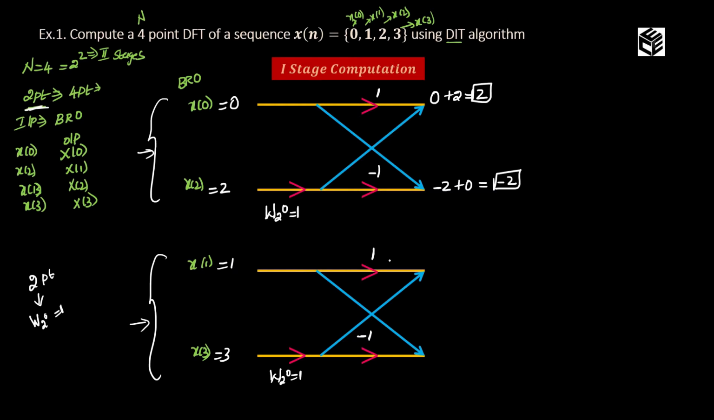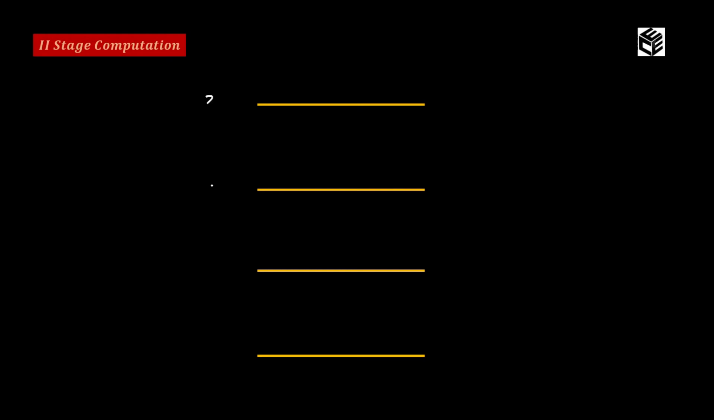Understood. Now this value, 1 into 1 is 1. Correct. Plus 3 into 1 is 3. So this is equal to 4. Okay. And here comes 3 into 1 into minus 1, that is minus 3, and this value 1, so plus 1. This is equal to minus 2. Okay. So my first stage output is 2, minus 2, 4, minus 2. This will be the input for the second stage, that is 2, minus 2, 4, minus 2.